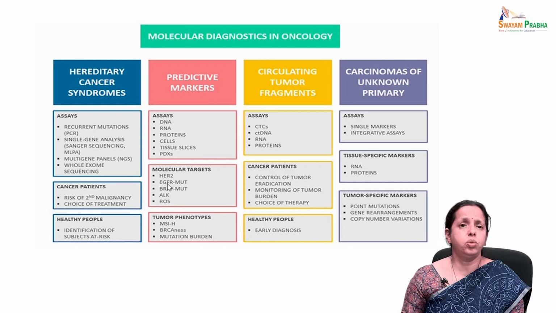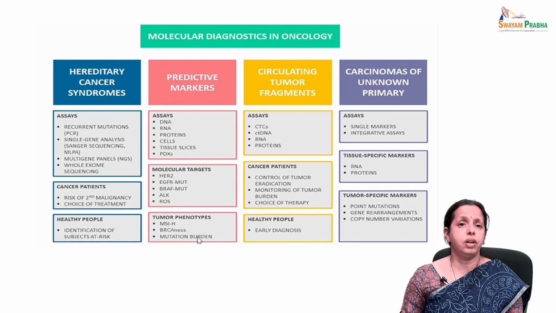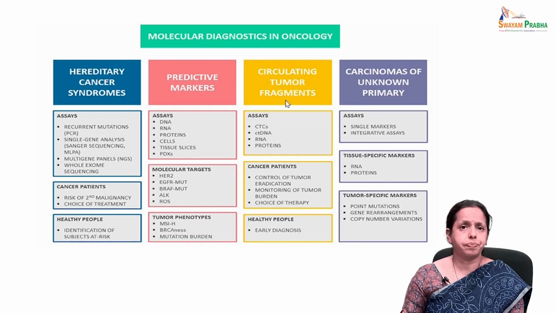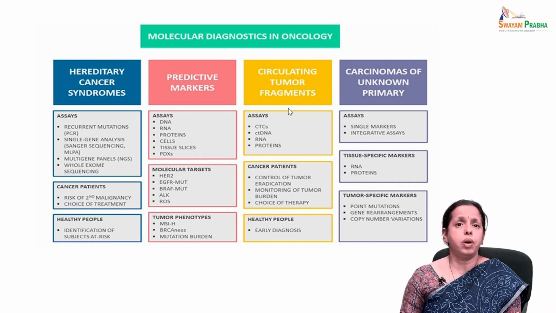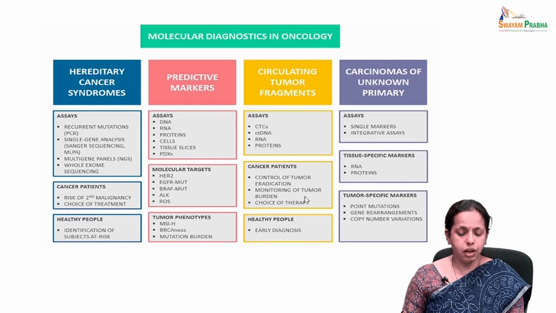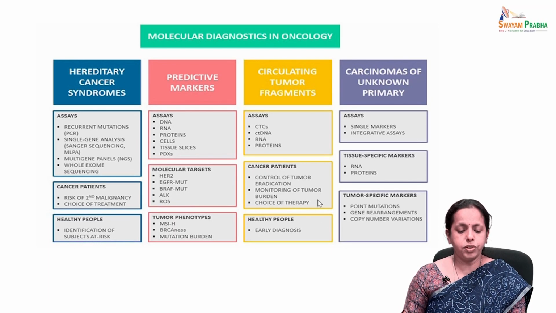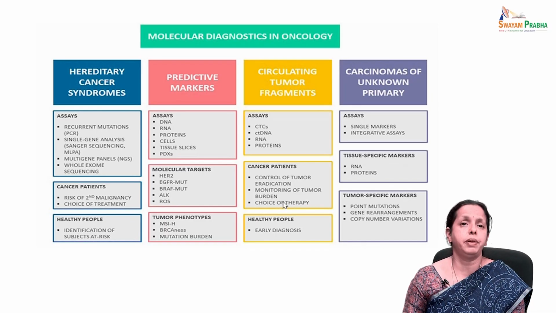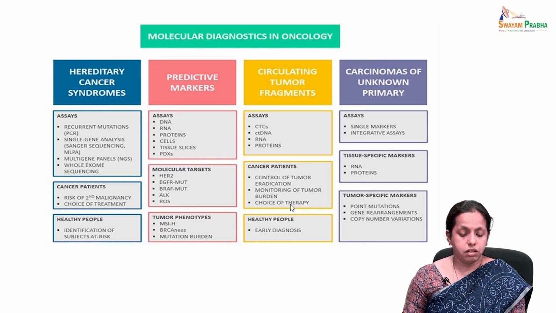For the molecular targets you have HER2, EGFR mutation, BRAF, ALK, and ROS. For the tumor phenotype, importantly you have the mutation burden. Circulating tumor fragments are also very important to assess, with different assays for CTCs, ctDNA, RNA, and proteins. With them, tumor burden can be monitored and the choice of therapy can also be made.